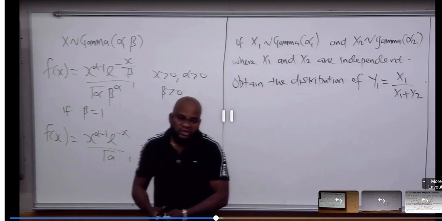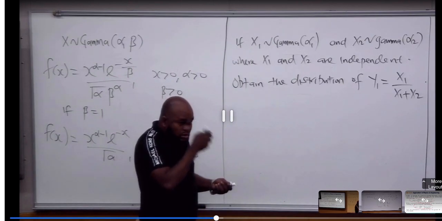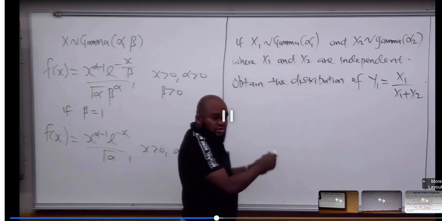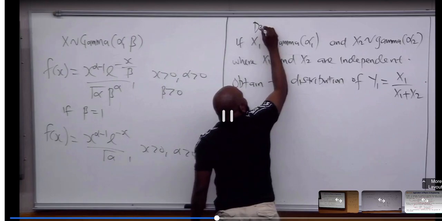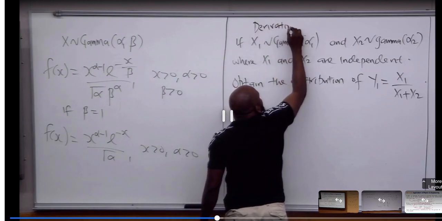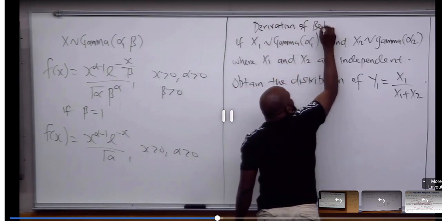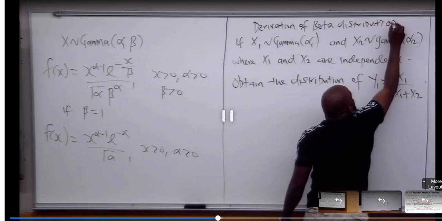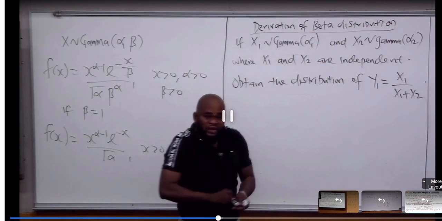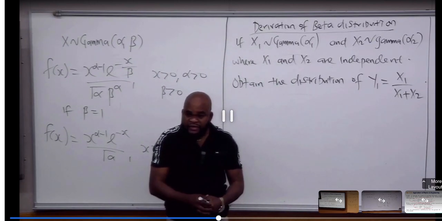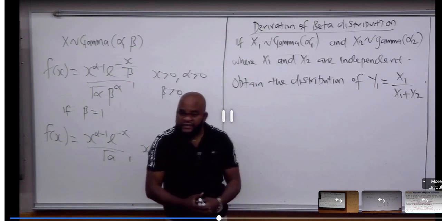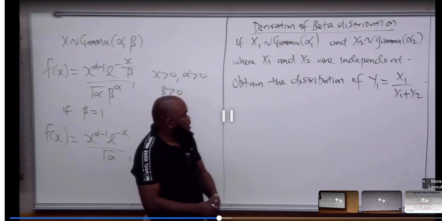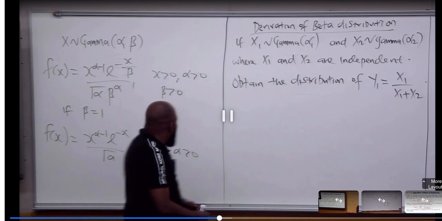Please, I need you to pay attention. You know what I want to derive? This is what we're going to do. We want to derive the beta distribution. You saw that we were using the beta distribution the other time. It was derived. How do we derive it?